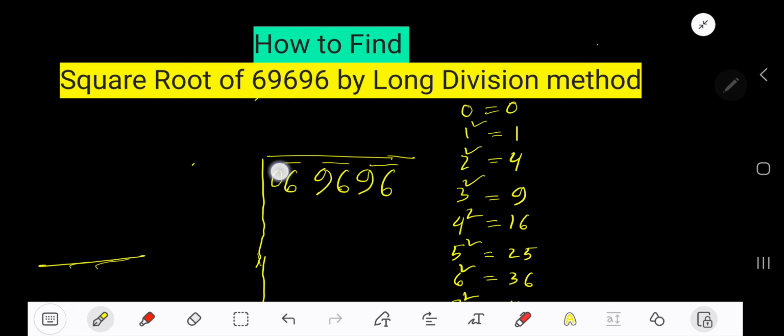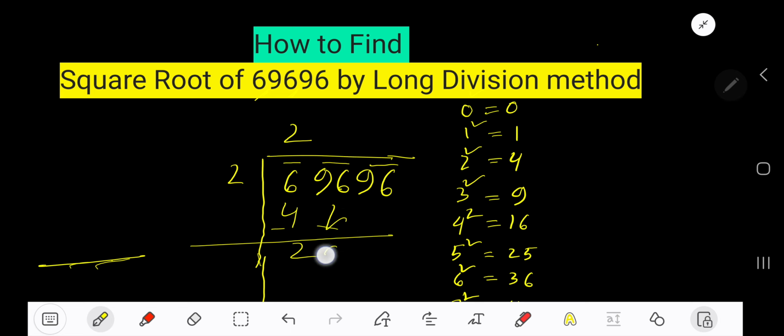You can consider another 0 here to make it a pair, but we don't need it, as 0 doesn't have any value. Now you have to take a number whose square is equal to 6 or very nearest to 6. If you take 3, then 3 squared is 9, which is greater than 6. So if you take 2, 2 squared is 4. The same digit will come to the quotient side also. 2 times 2 is 4. If we subtract, we get 2.